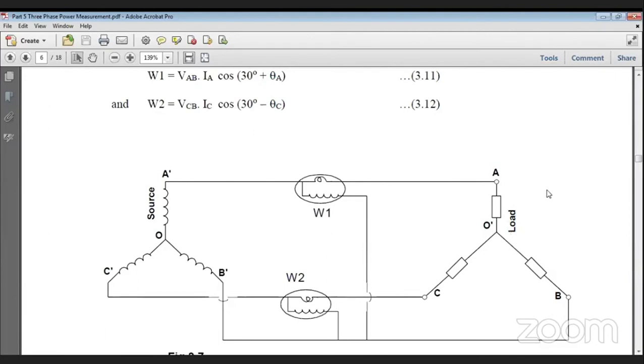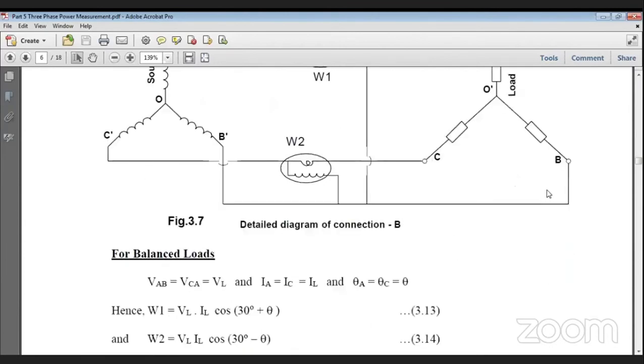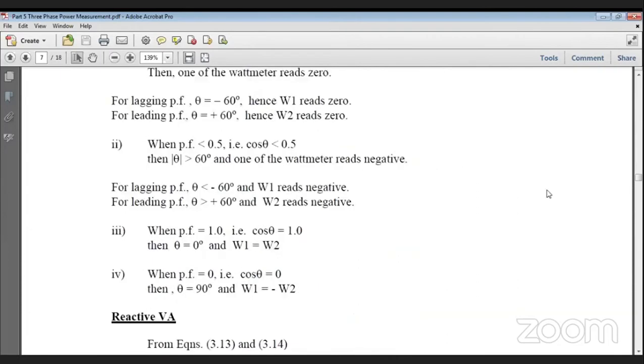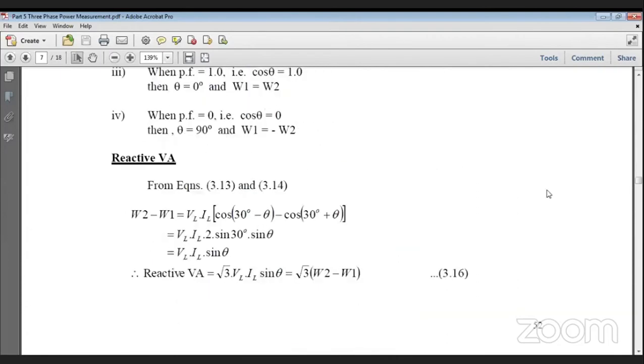So this is all explained here. You will get the note, so don't bother about that. By the way, what is the reactive power? Because if somebody asks, can I get the reactive power? Well, if it is unbalanced load, the answer is you cannot get the reactive power.